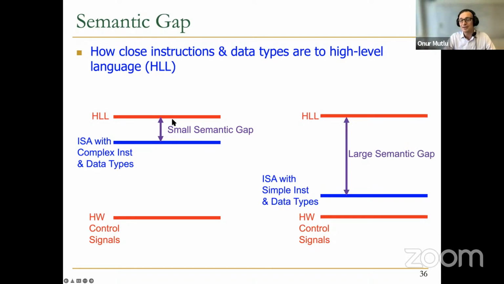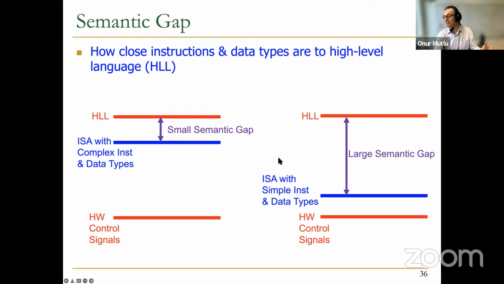So this length of the semantic gap, if you will, tells you how much work it is for the compiler to compile from a high-level language to the ISA. Here, there's small work. Here, there's large work. Here, the hardware does the large work, as you can see, because it needs to execute this ISA with complex instruction and data types and map it to the control signals. So this pictorial view was very nice because it tells you how much work the software, meaning the compiler or the programmer, needs to do versus the hardware. Here, hardware needs to do little, software needs to do a lot. So keep this in mind.